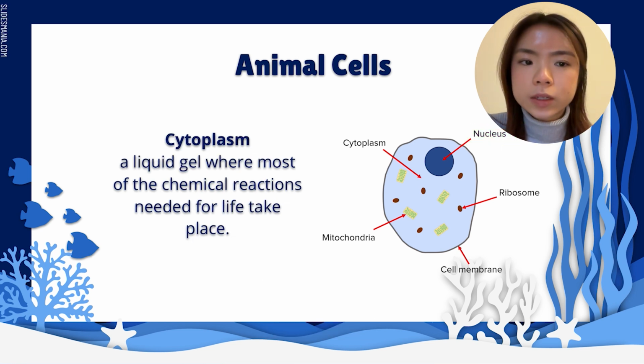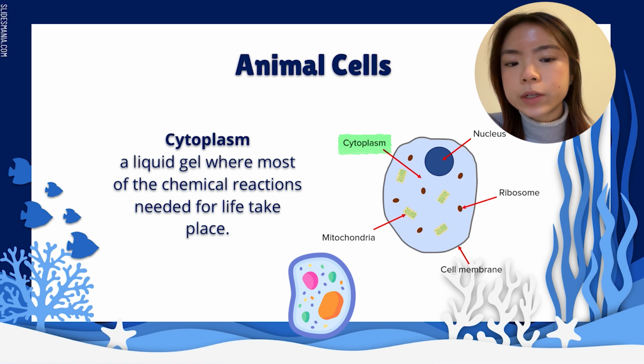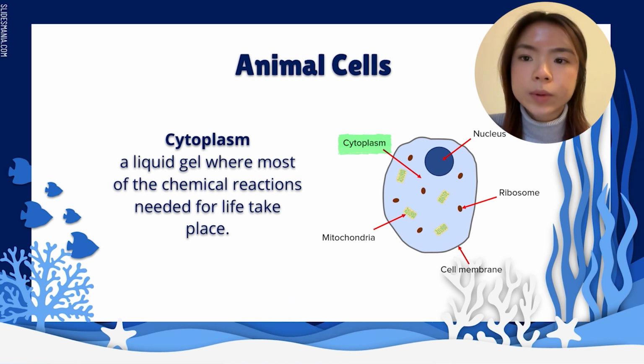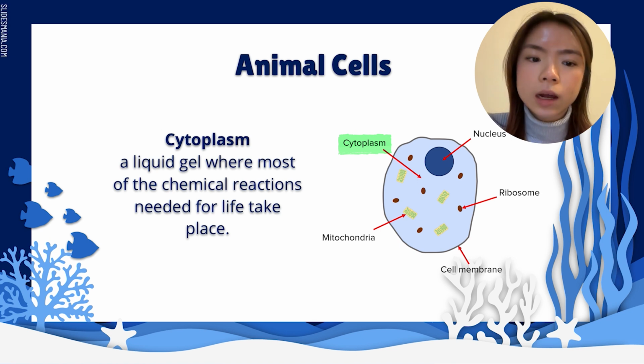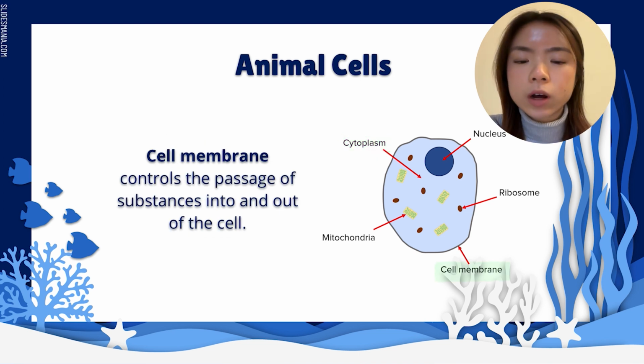Next, we've got the cytoplasm. The cytoplasm in this diagram is labeled in a light blue color. And the cytoplasm is a liquid gel in which the organelles are suspended. And this is also where chemical reactions needed for life take place. So chemical reactions could be producing molecules, breaking down molecules, could be respiration, all the processes that our body needs.